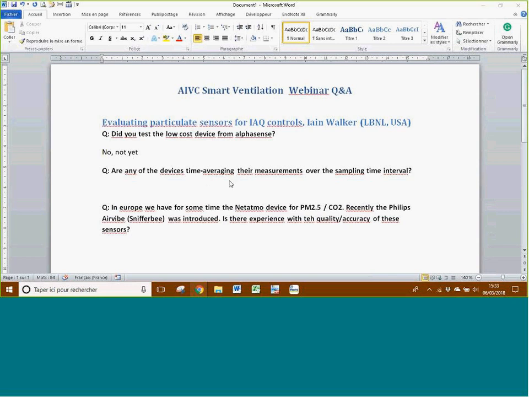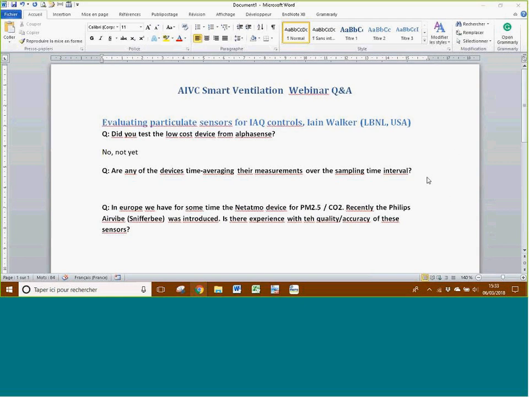Are any of the devices time averaging their measurements over the sampling time interval? I think that there's two parts to this. One is internally, what electronics have been built to actually sample from the sensor, and do they sample once a second, once every 10 seconds? Are they allowing for sensor time response? And unfortunately, I can't answer that very well, as these are tightly packaged, relatively proprietary devices.